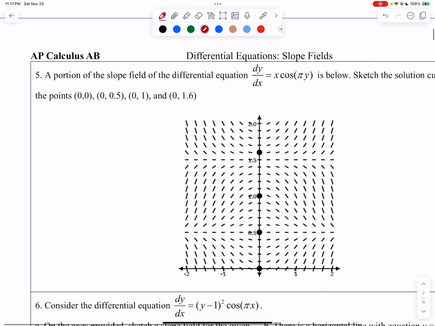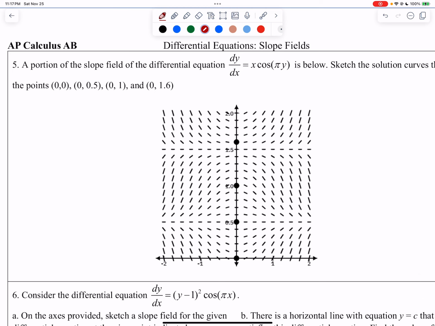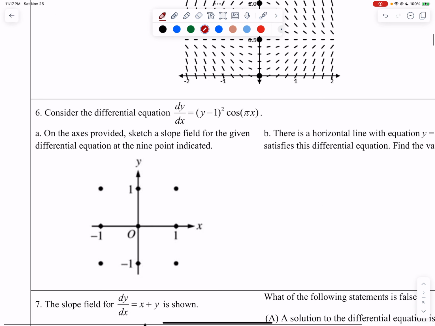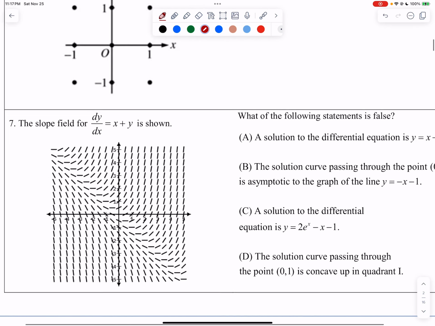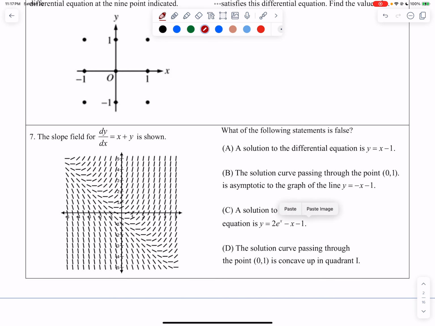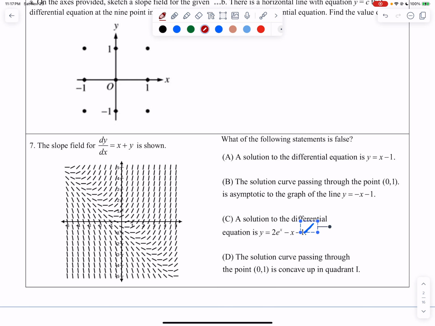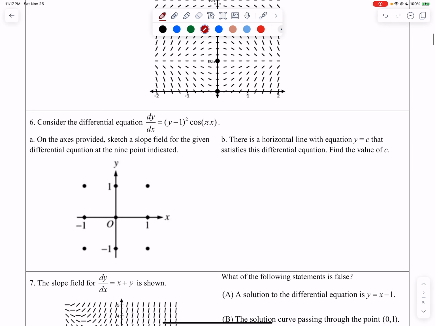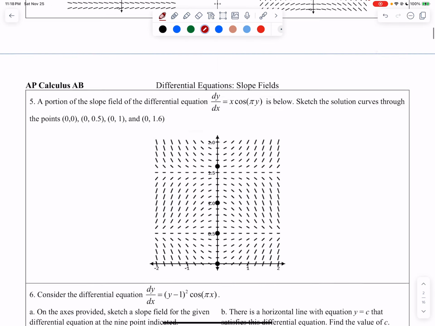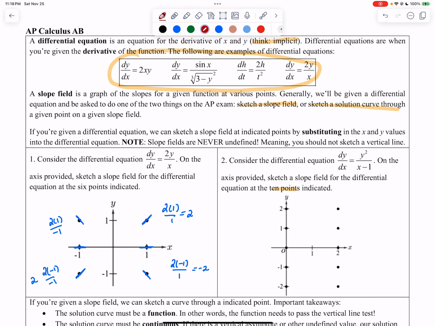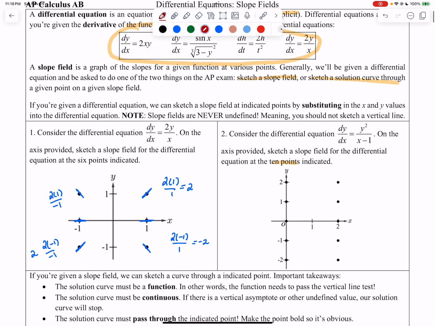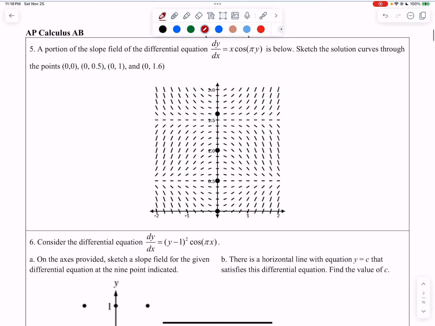I'm not going to do number 5, but it's essentially the same thing where you're just going to be sketching the solution curve based off of where the points are. Same thing with number 6. You are just sketching the slope field based off of the 9 points. Same thing with 7. You're just trying to figure out which statement is false based off of the slope field right here. So this isn't a long lesson. It's pretty short. So hopefully after this video you can graph and sketch the slope fields pretty easily.